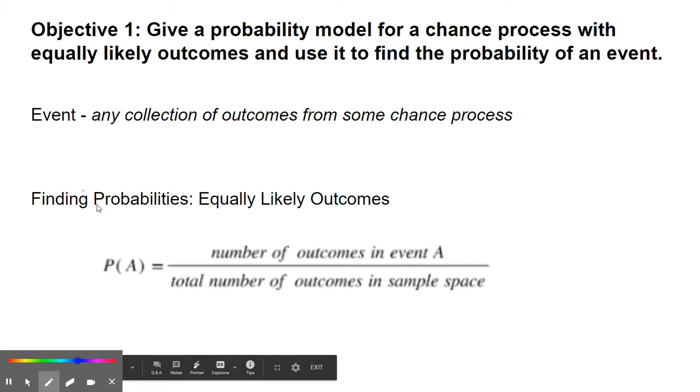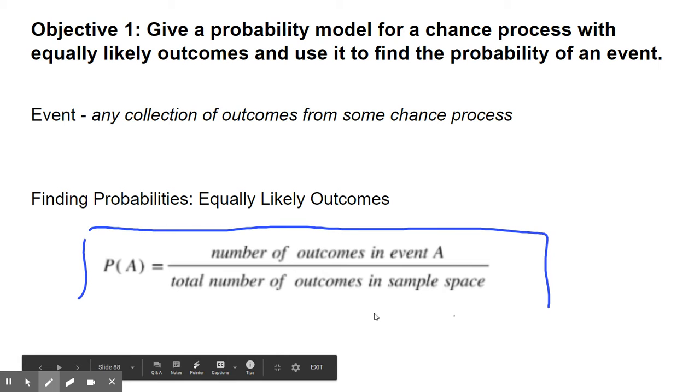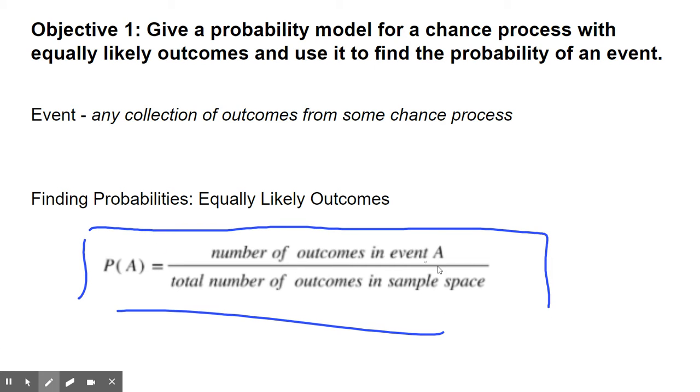So when you're trying to find the probability, it's simple, right? If you're trying to find the probability of A happening, it's how many times A can occur out of the total. So it's A out of the total. Again, fractions, decimals, and percents are all ways to answer probabilities.